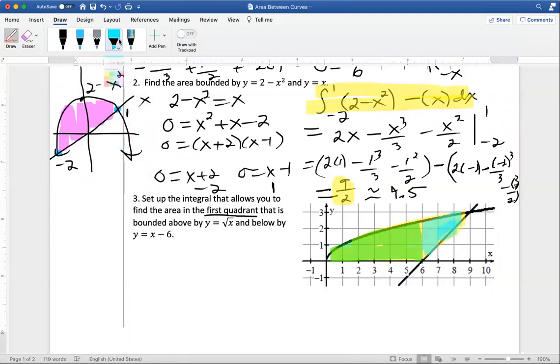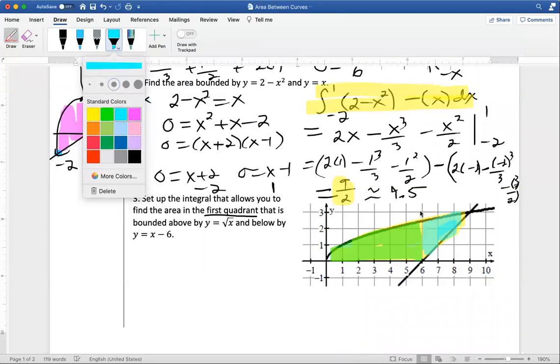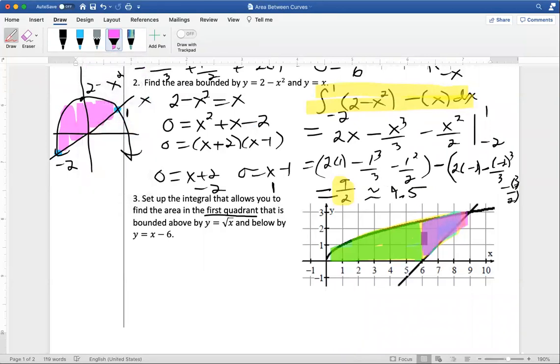Okay, so you want to make sure that you're going to set this integral up in two different parts. One part is going to go from 0 to 6, and the other part is going to go from 6 to this intersection, 9. So you're going to set this up in two different parts. One part from 0 to 6, and the other from 6 to 9.